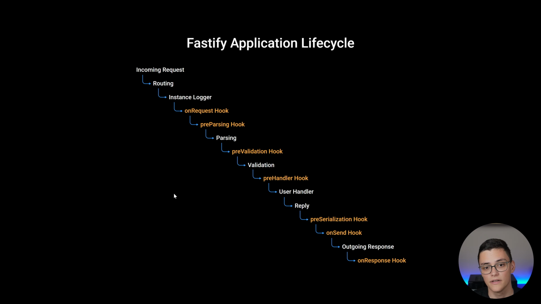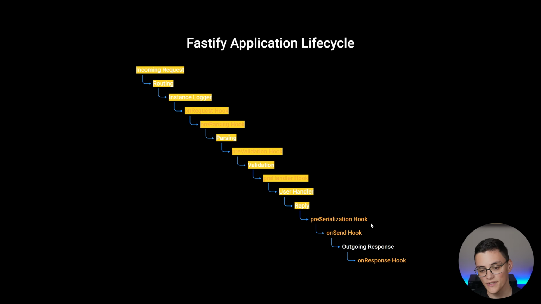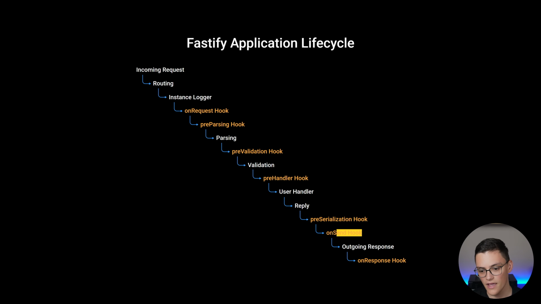Now let's look at the application lifecycle. There are multiple hooks after every step in a Fastify request. This is essentially a single HTTP request that starts with incoming request and ends with an outgoing response. As you can see, you basically have 7 hooks you can use to do anything you want after each step. And the first one is on request that fires after the router and instance logger run. Then you have pre-parsing, pre-validation, pre-handler, pre-serialization, on send, and a hook after the entire request finishes.